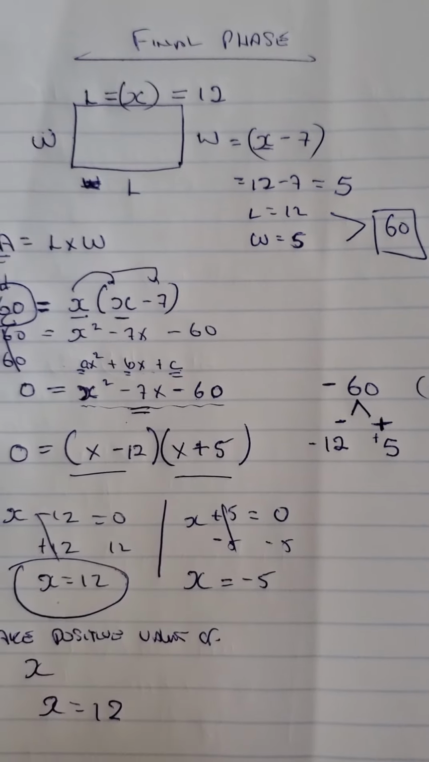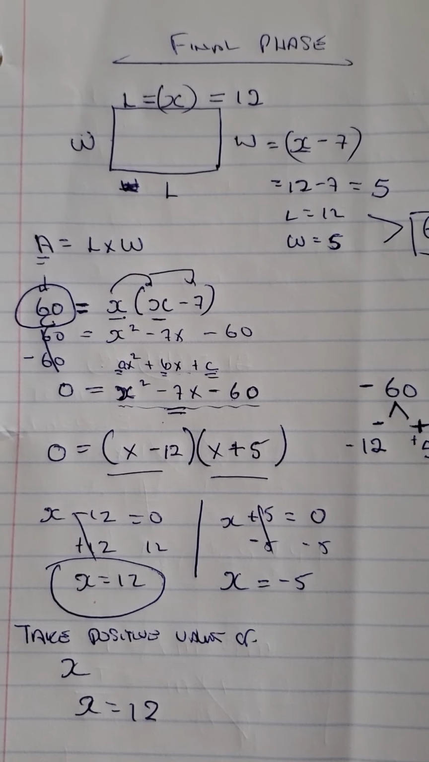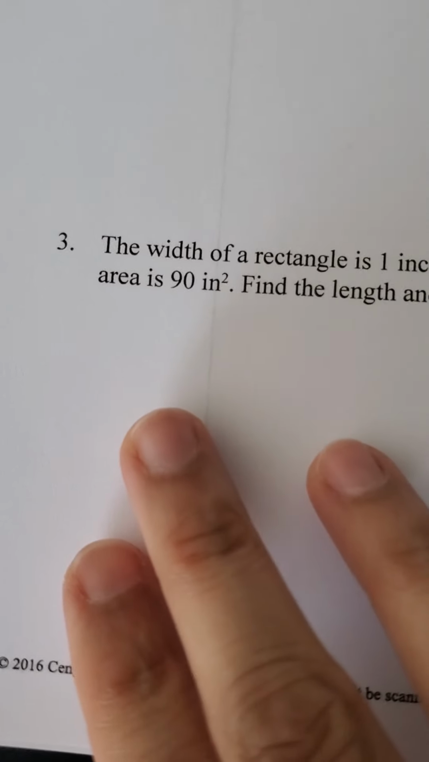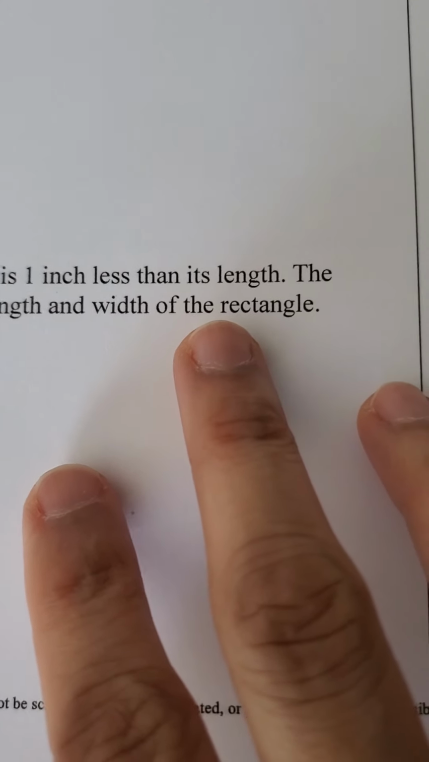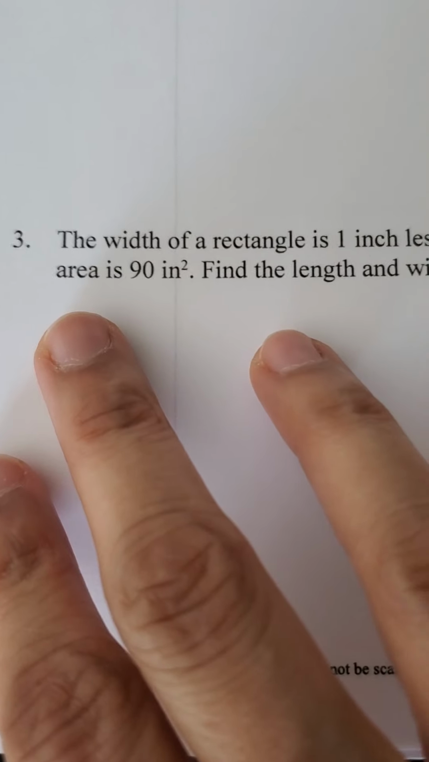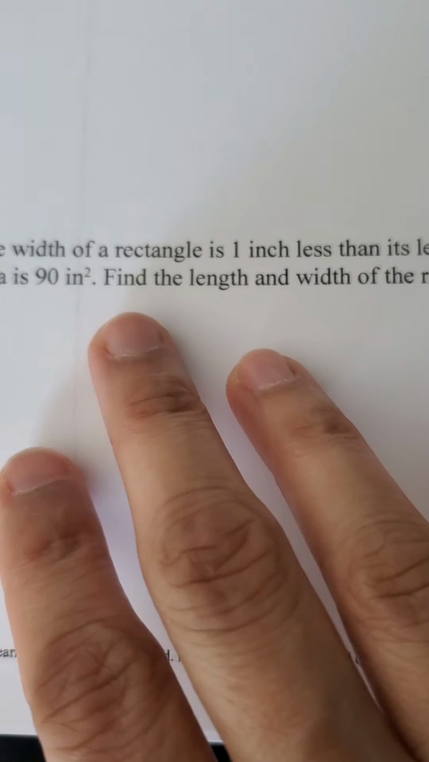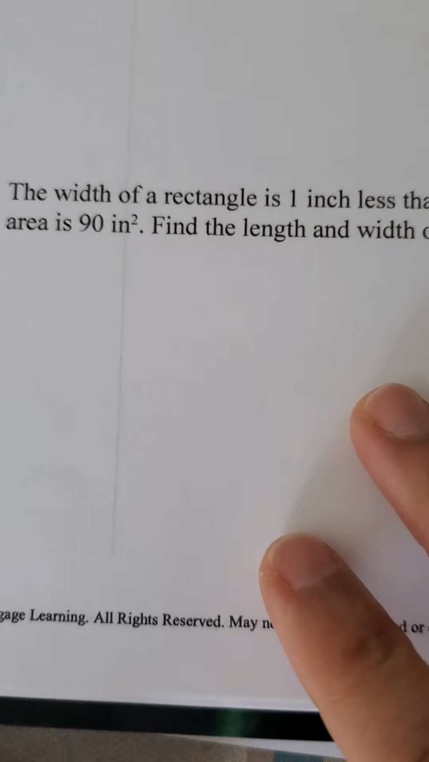All right, so that's just one of the problems that you can possibly see on your exam. All right, let's try another one. Here we have the width of a rectangle is 1 inch less than its length. As you can see, they're following a pattern, and it says that the area is 90 inches squared. Find the length and the width. In one question it says find the dimensions; in the next question they were explicit: find the length and the width.